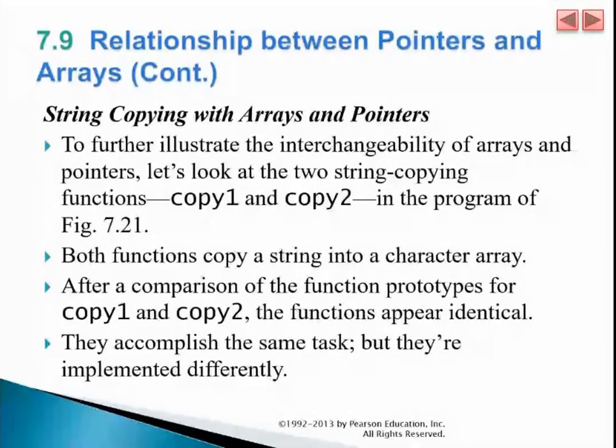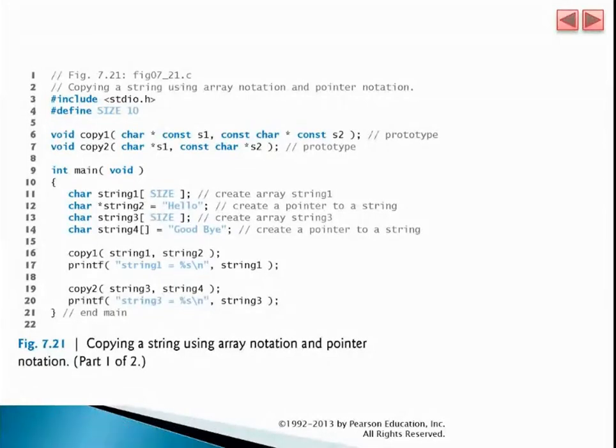Okay, so now let's move forward and talk about some different type of array and have a look at how these functions will work in such a case. Let's see string copying operation with array and pointer. We will see a program where there are two copy functions, copy one and copy two. We will copy the second string into the first string, in this way by two different methods.